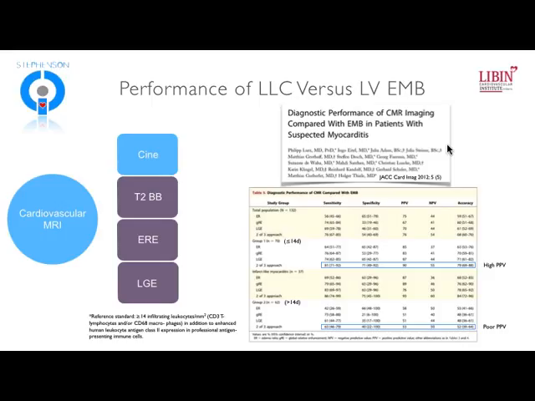So how does the Lake Louise criteria perform in the right clinical setting against endomyocardial biopsy? There was a paper in 2012 that came out that looked at exactly this. And it was a well-conducted study. The total population was about 132 patients that underwent both CMR and endomyocardial biopsy. And what this showed was that in patients that presented within 14 days of getting their symptoms, they had a very high positive predictive value, in the 90% range, for confirmation of myocarditis by endomyocardial biopsy.